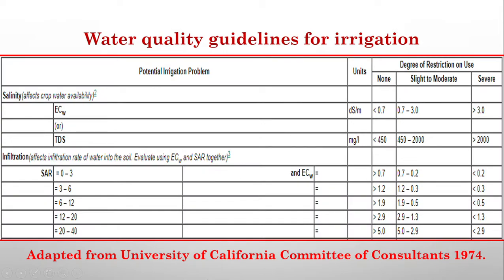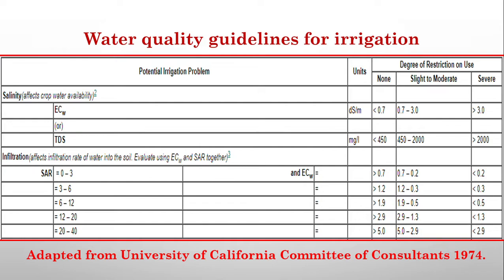Normally for irrigation, how should the water be? The salinity of the water affects the crop. When the salinity of water is higher, it affects water availability, because when salinity is higher, it will increase the osmotic potential, and the availability of water to the plants will be less in that case.